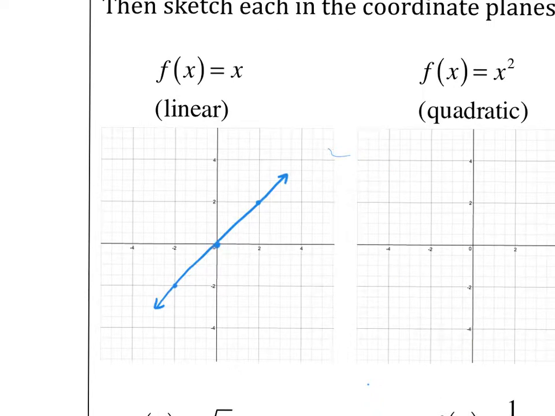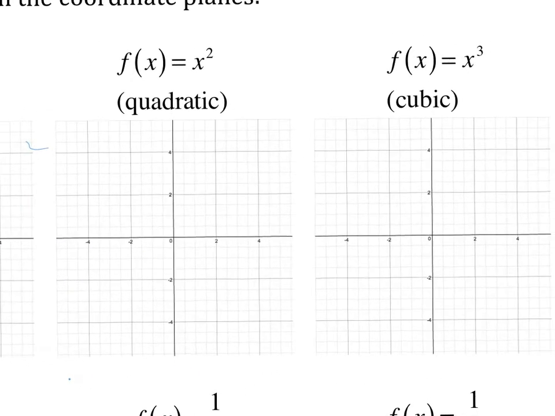So when I graph f of x equals x, I get a line that, if the scales were exactly the same, would be at a 45-degree angle. And of course, as we see with a line, its biggest characteristic, or linear, is that it is a straight line, which is redundant, I understand.